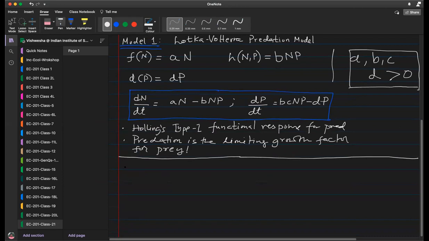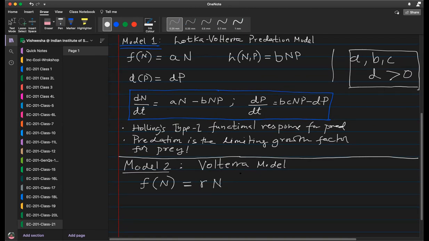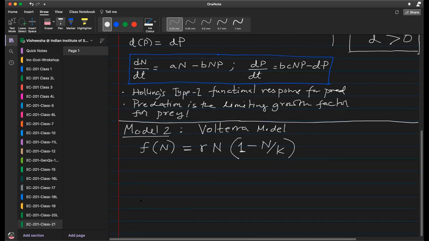So I think model 2 is just called the Volterra model. The key difference, I'm only going to write the difference here. In the Volterra model, the assumption is that the intraspecific competition is explicitly incorporated for prey here. So therefore, actually write something like this. Okay, this is the major difference, and this will basically now make the equations as follows.